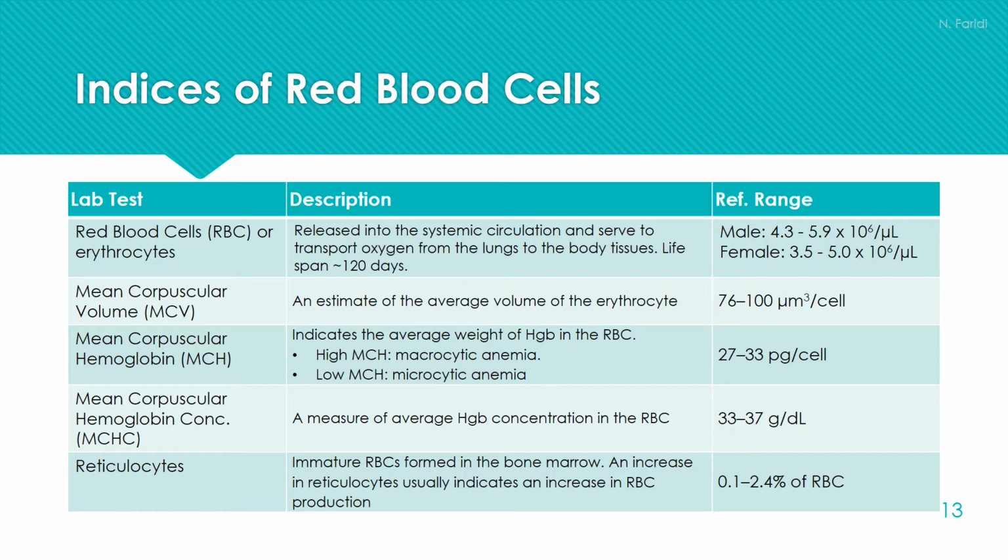Lastly, we have reticulocytes. These are immature red blood cells that are formed in the bone marrow. An increase in reticulocytes usually indicates an increase in red blood cell production.